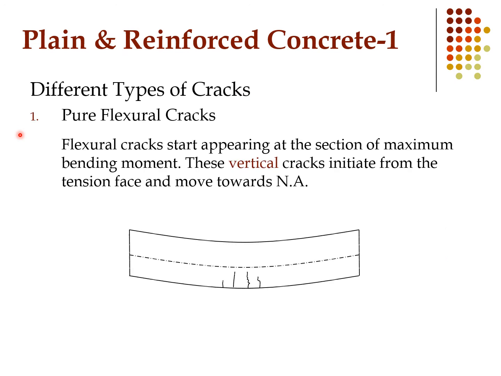First of all, we will discuss various types of cracks. Actually, we have three types of cracks that develop in the beam. The first type of crack we call pure flexure crack. Pure flexure cracks normally appear at a point where we have maximum bending moment, so where we have maximum deflection, we can also say that.